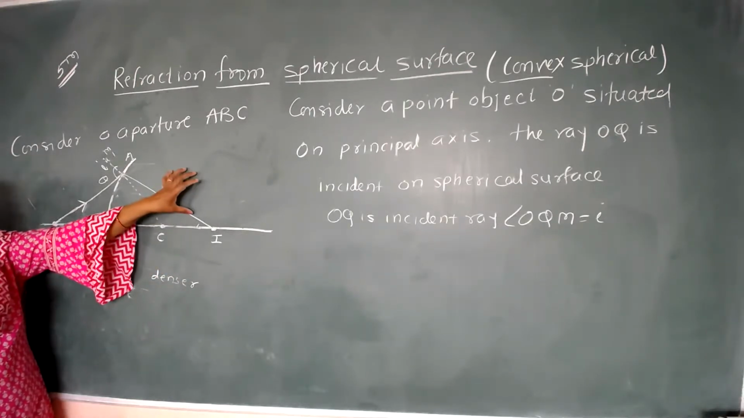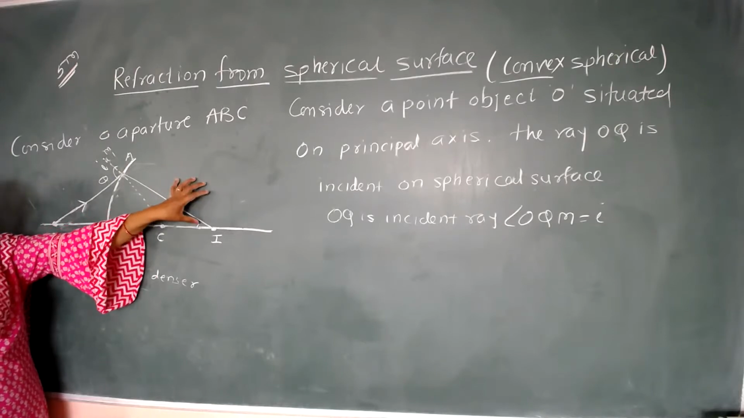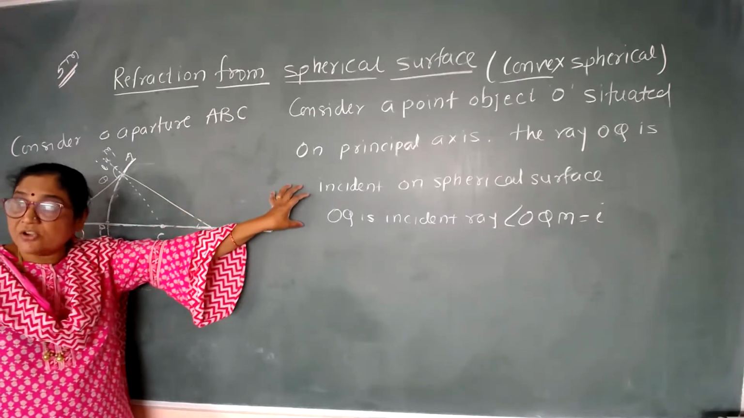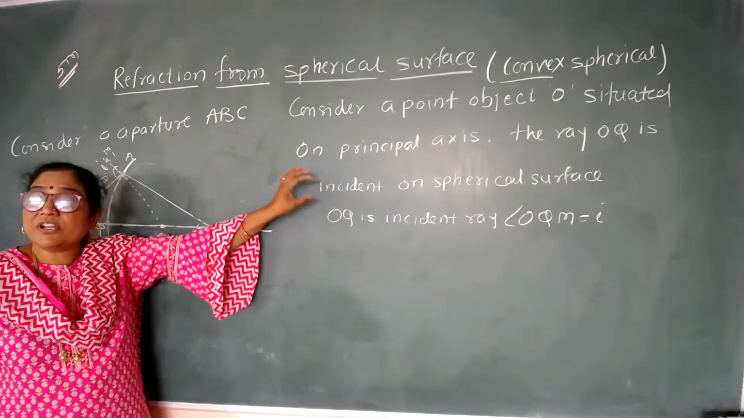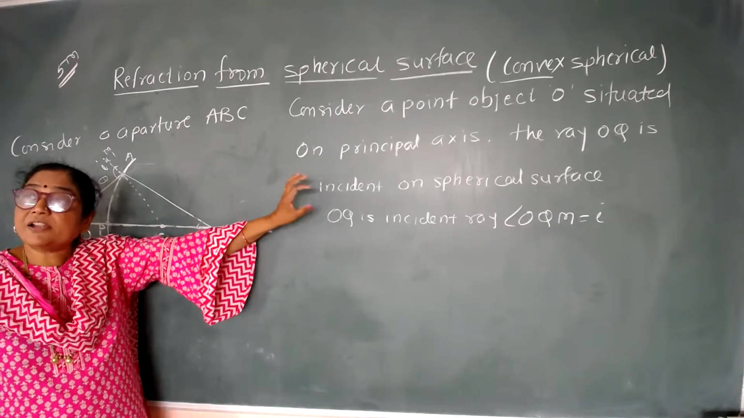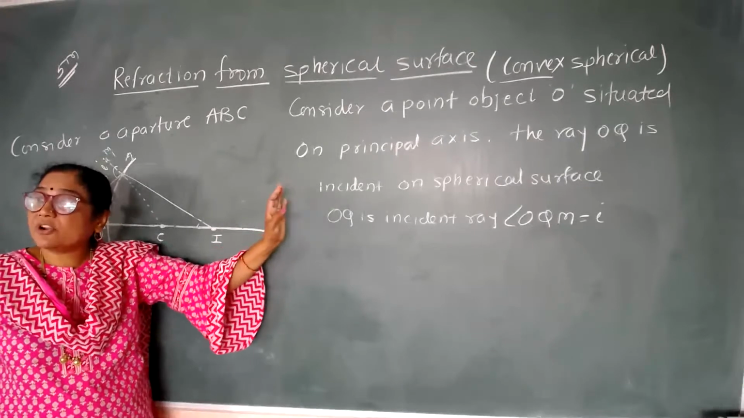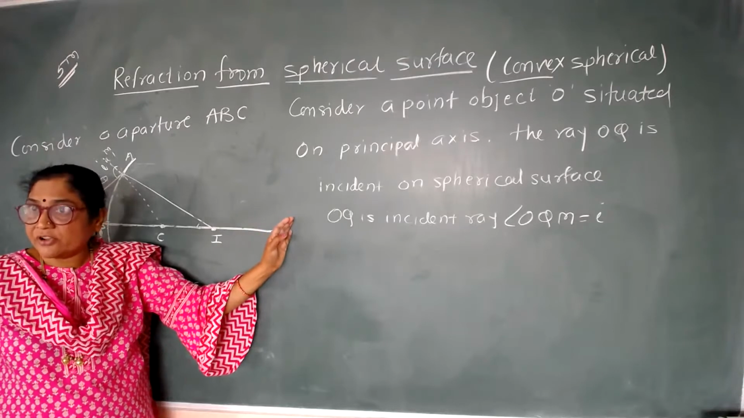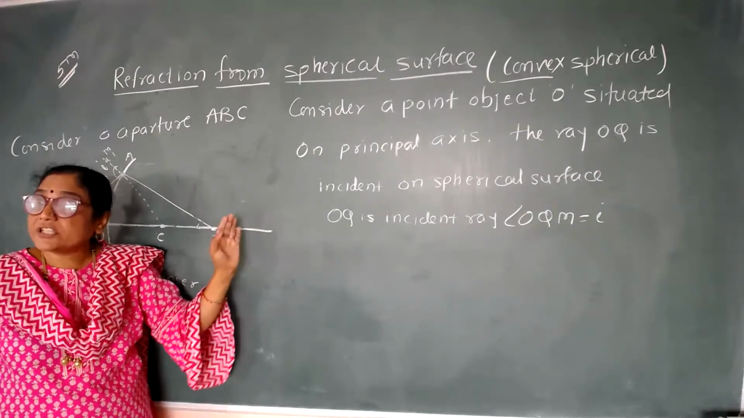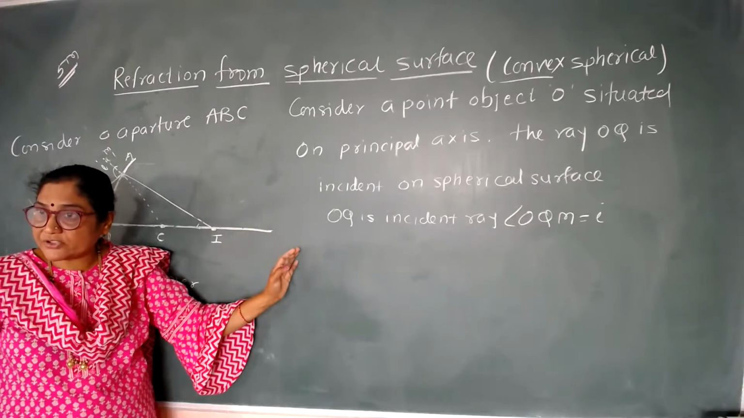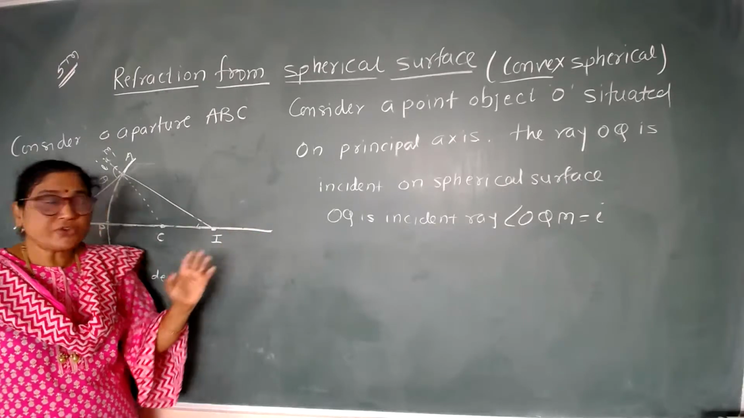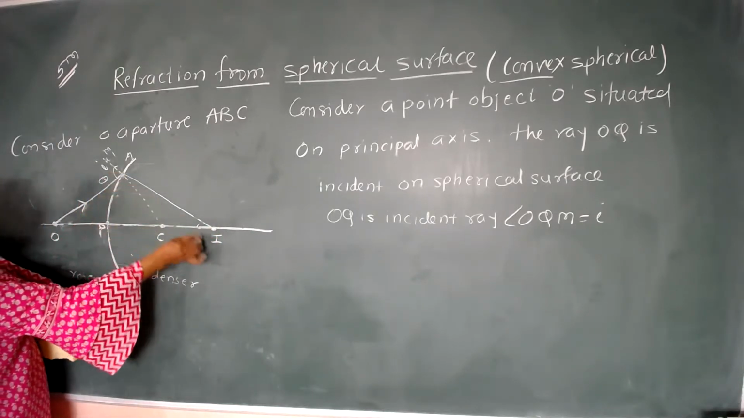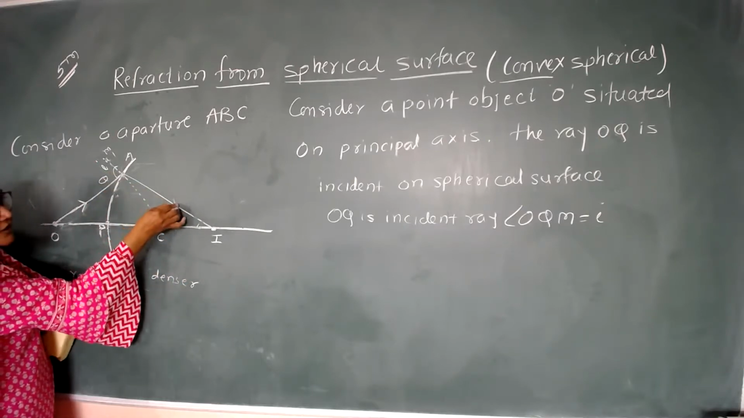What is your aim in this derivation? Give the relation between n, u, v and r. What is the meaning of n? Refractive index. What is the meaning of v? Image distance. What is the meaning of u? Object distance. And r means radius of curvature. What is the meaning of radius of curvature? The distance between the pole and the center of curvature, between P and C, is known as the radius of curvature. So now, in labeling, PQ is the incident ray and QR is the refracted ray. What is QR? The refracted ray.